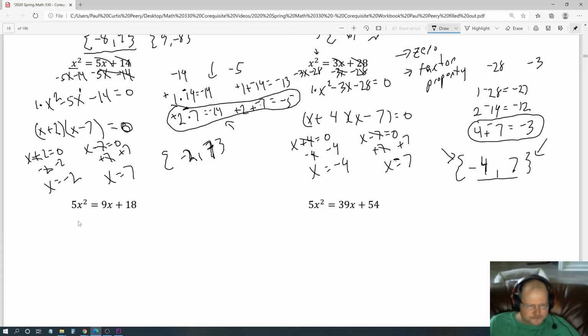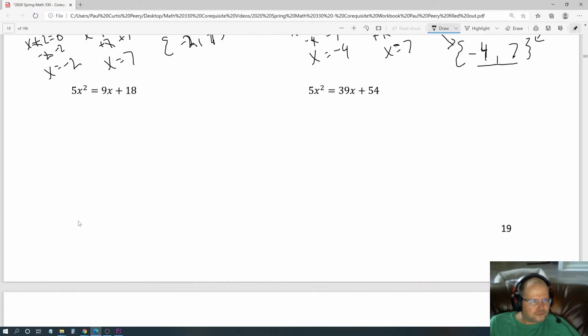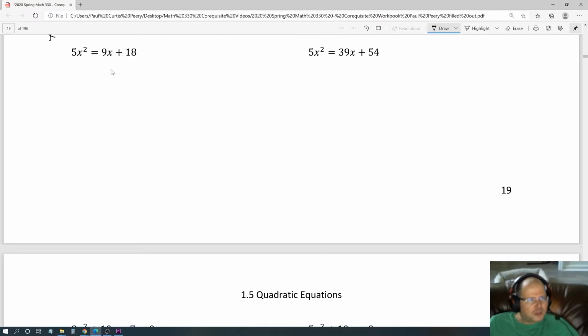So the next one, this is a quadratic because it has a 2 exponent right there. That means it's a quadratic. And if we want to solve this through the zero factor property, first step is to set it equal to 0, which means we have to get rid of everything on the right side. So we say negative 9x minus 18, cancel, cancel, cancel, cancel. So we say 5x squared minus 9x minus 18 equals 0, right?